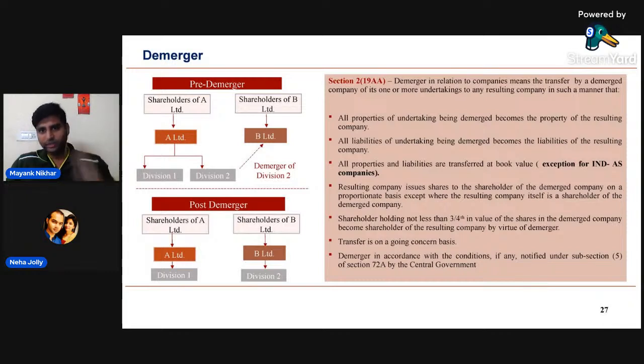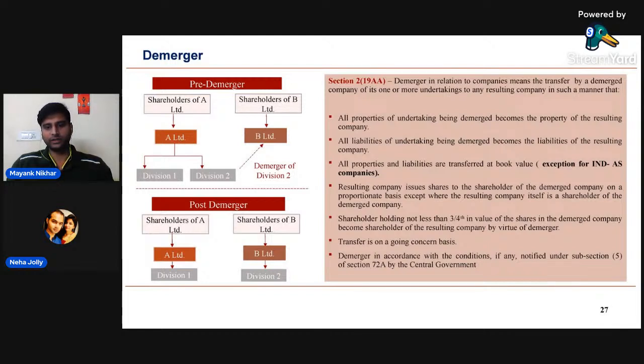Now what happens in a demerger? I'll quickly try to read through the slides. So all properties of the undertaking, this division one, all assets and liabilities become the assets and liabilities of B Limited. All properties and liabilities are transferred at book values, except when there is an Ind-AS requirement which states that the transfer has to be at fair value. So fair value again has to be worked out, and the fair value has to be recorded as the value of assets and liabilities. There's a condition of three-fourth in value of shares.